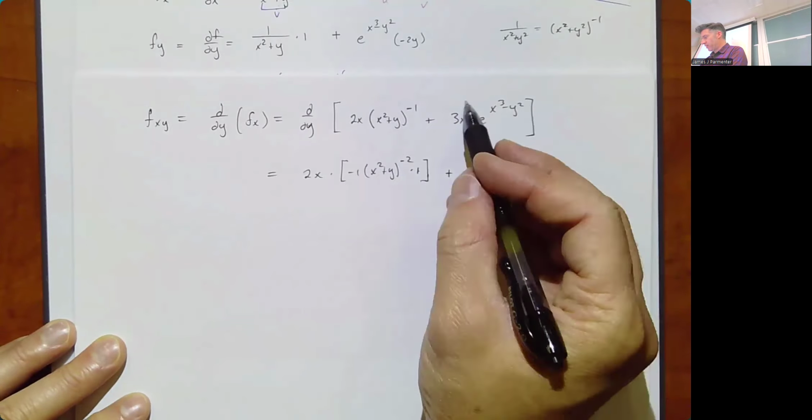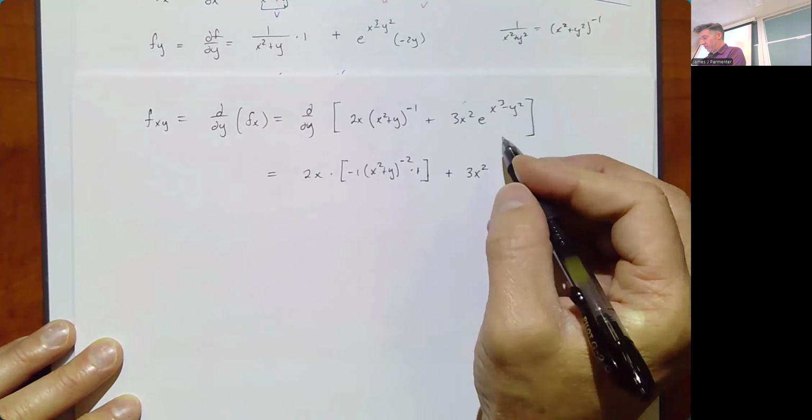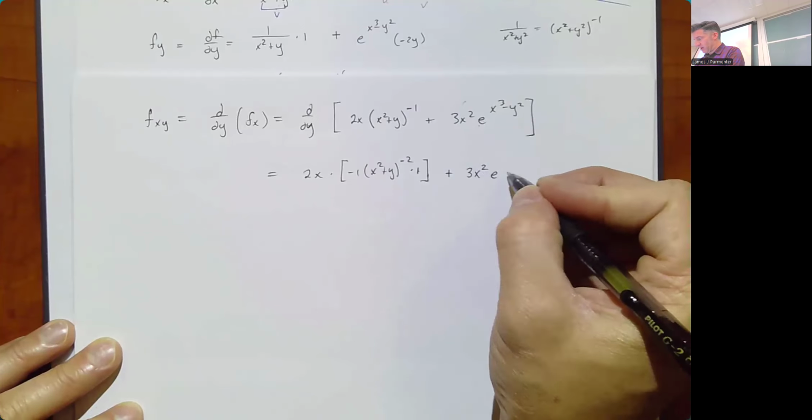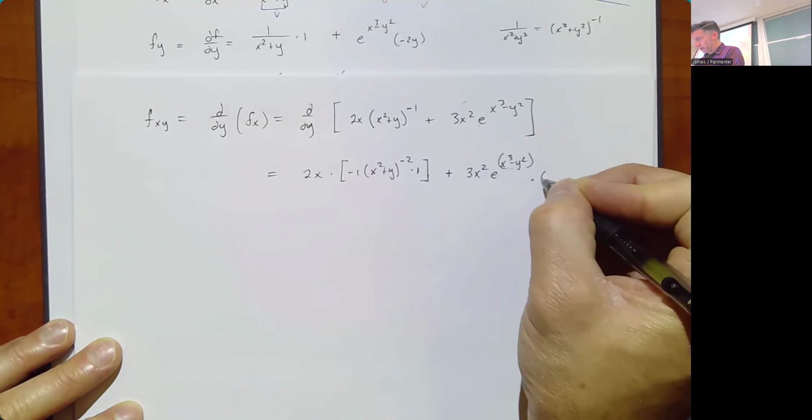Plus the derivative of all this, well, again, the 3x squared is just a constant as far as y is concerned. And the derivative of e to the stuff is e to the stuff times the derivative of that stuff, which is going to be a negative 2y.